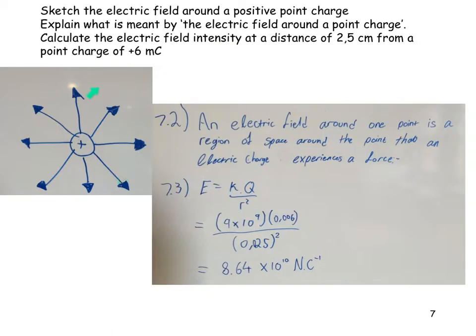Here's an electric field around a positive charge. Remember, it radiates outwards, and it's from positive towards negative. What is an electric field? It is a region of space in which an electric charge experiences a force, from positive to negative, if you like. And then what is the electric field intensity? A certain distance from a certain charge, E = k Q over r squared. Millicoulombs means I divide by 1,000. Centimeters I divide by 100. Don't forget to square, and you get your answer.